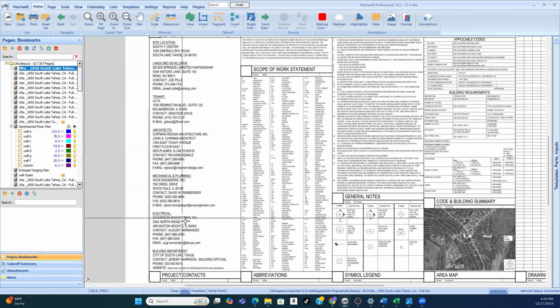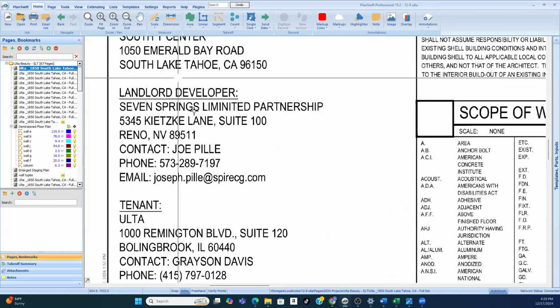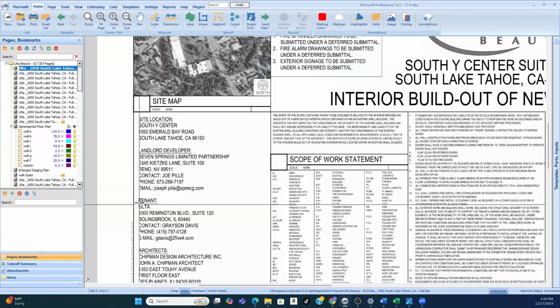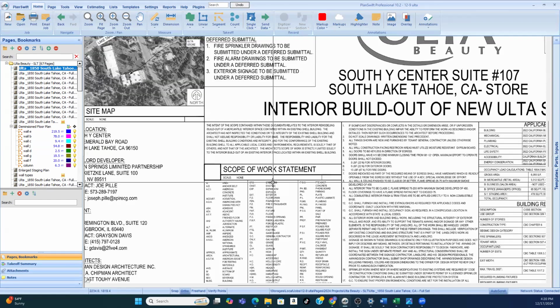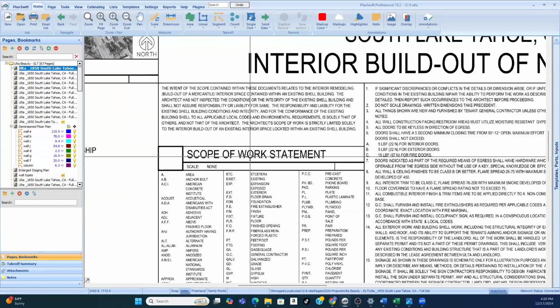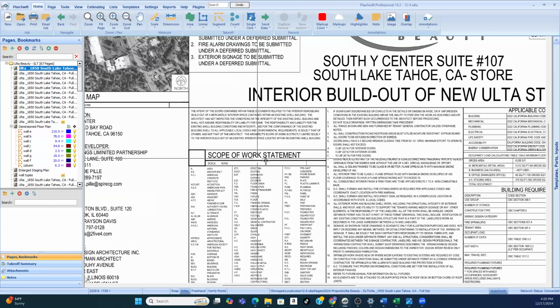The project location is going to be there. The owner or the landlord, all of that is going to be there. The owner for this one is Ulta, and it gives all their contact information. Scope of work statement, all of the abbreviations. So, you should never be lost. But there are some standard abbreviations that you'll use all the time.